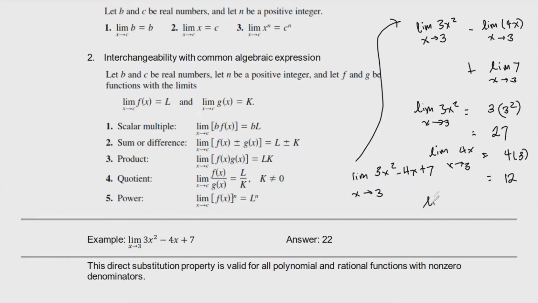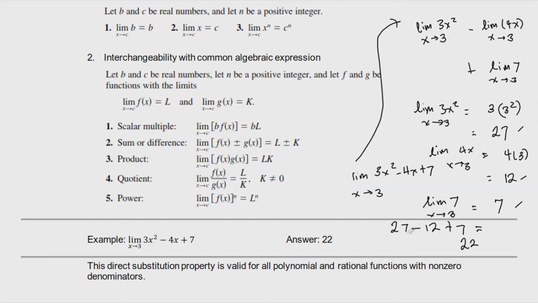And then for the last one, what we get there is the limit of 7 as x approaches 3. So remember, this is like a constant function, so the answer should be 7. So with that, we can now evaluate 27, 12, and 7 based on the operation that separates them, or each limit. So what we get here is 27 minus 12 plus 7. So the answer should be 22.